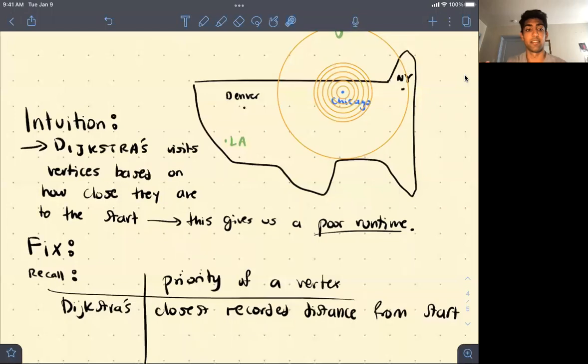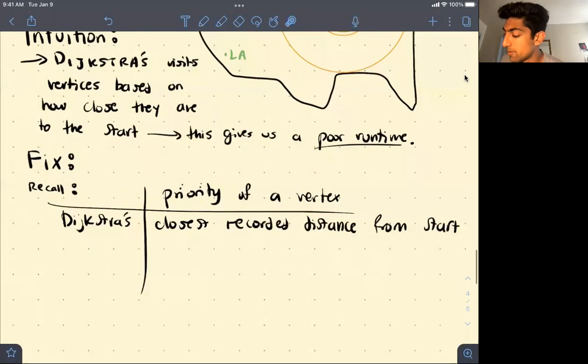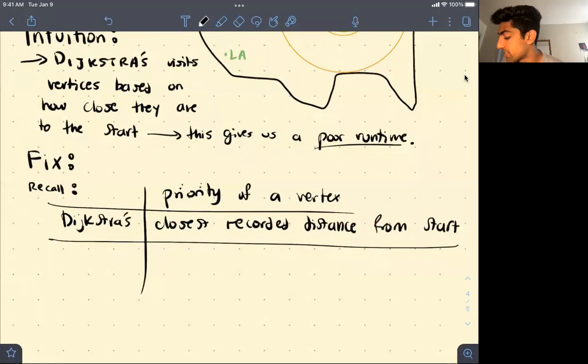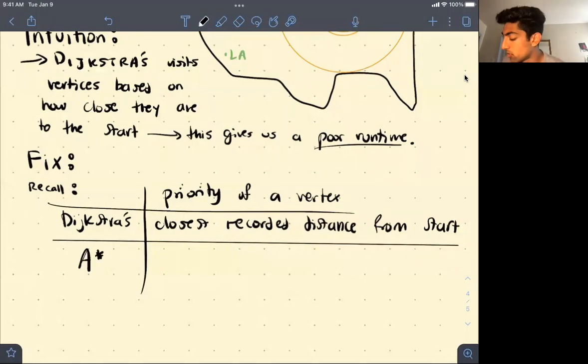That's my problem here. So what we could do is have two terms in the priority of a given vertex, all right? So let's talk about A star right now. In A star, we're going to have two terms that constitute the priority of a given vertex. The first one is actually the exact same as Dijkstra's. We're going to continue keeping track of the closest recorded distance from the start.